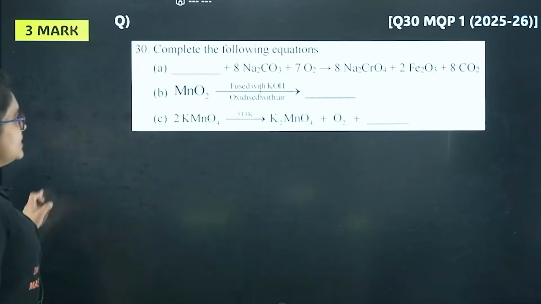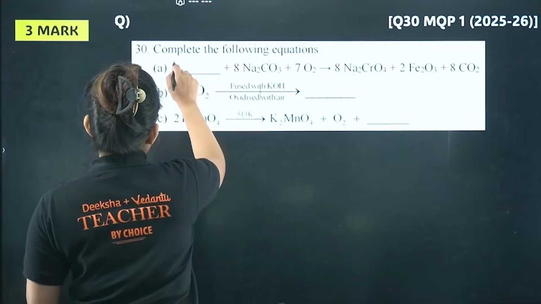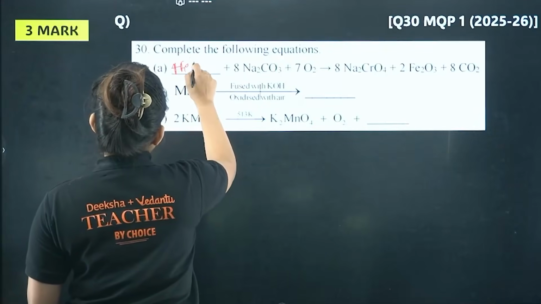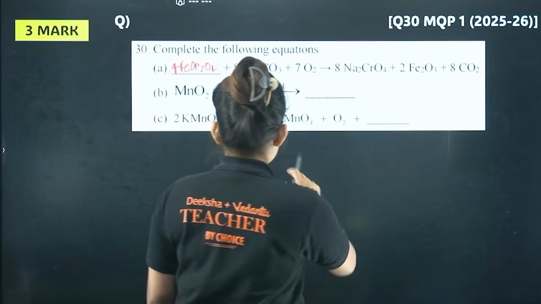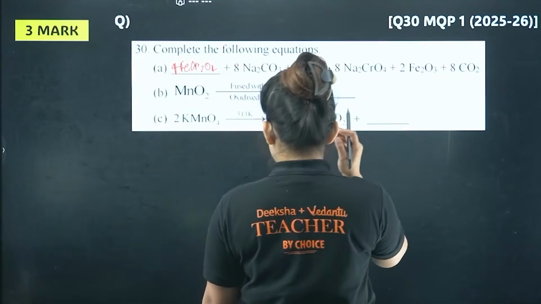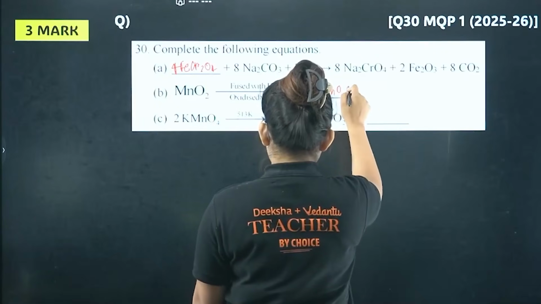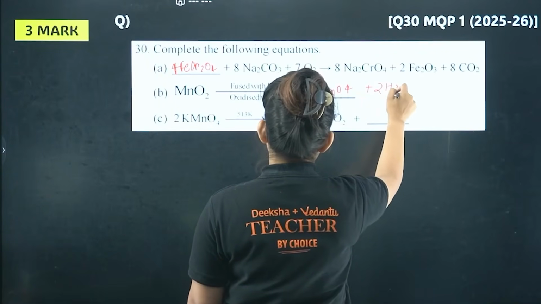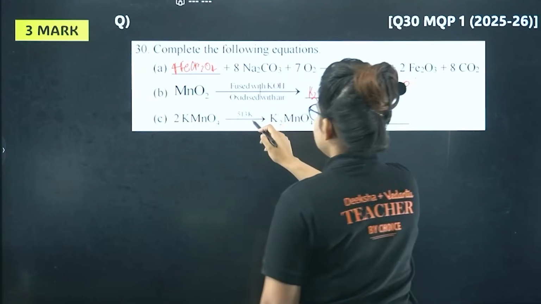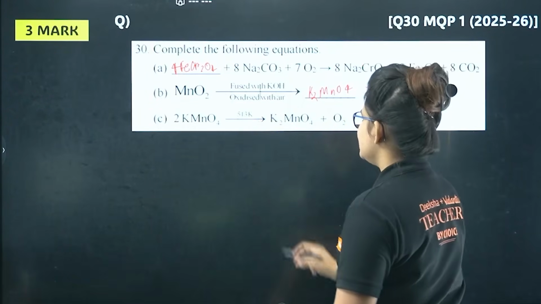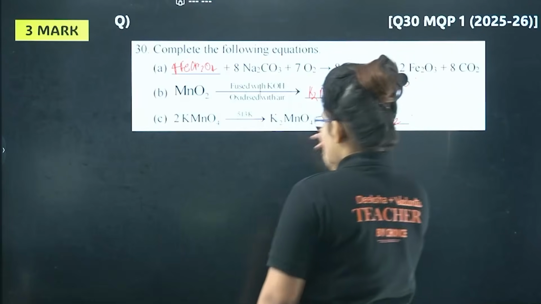Okay, let's proceed. Complete the equation. 4FeCr2O4, that is chromite. Next, MnO2, if it is fused with KOH, I will get K2MnO4, along with that definitely 2H2O. Now KMnO4, if it is thermally decomposed, heat is given here, you will get K2MnO4, along with MnO2 and oxygen.